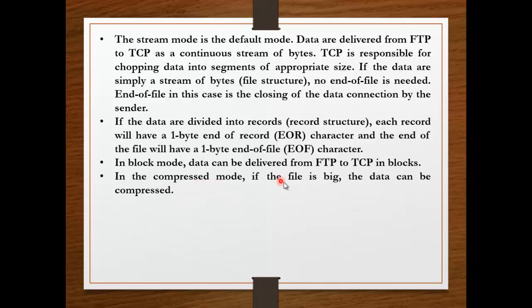So the compressed mode will be used when the file size is very big, the data can be compressed. Sometimes when you are doing some uploading or downloading, automatically the FTP will be compressing your information, and you will be getting a zip file. Sometimes you are exporting a zip file, or sometimes you are downloading a zip file. When you click some link to download a particular file, automatically you will be getting a zip file. Because it is of very big size, the FTP will automatically switch to a compressed mode, and it is giving the compressed file.